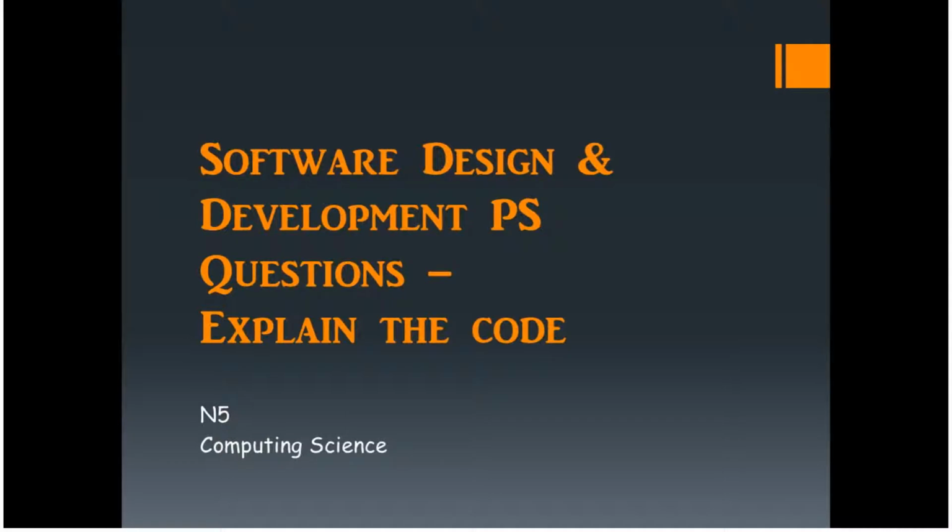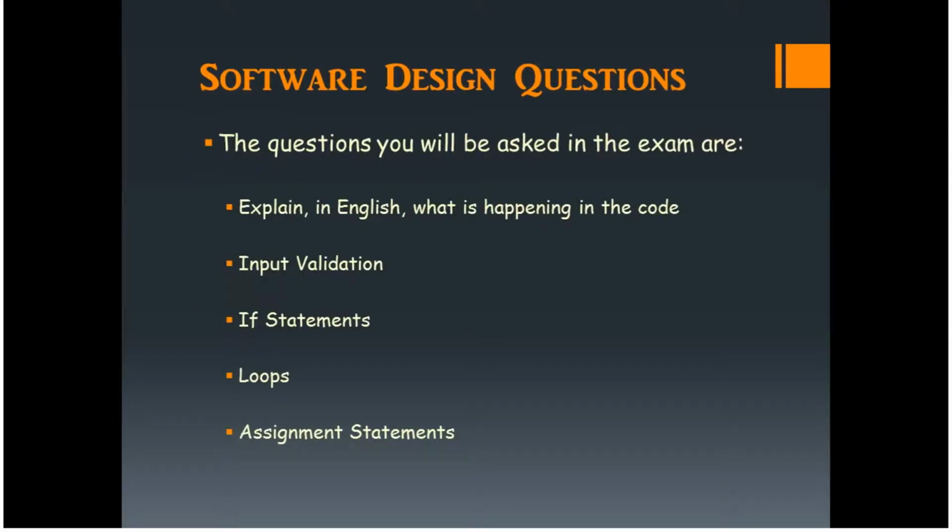Right, we're going to look at the different software design and development questions that come up in the exam. Particularly in this one, we're going to focus in on explaining the code questions. The different kinds of questions you can be asked are to explain in English what's happening inside the code, how to do an input validation, possibly write an input validation. You could be asked what's wrong with if statements, you could be asked to write if statements, you could be asked about fixed loops, conditional loops, and you could be asked about assignment statements.